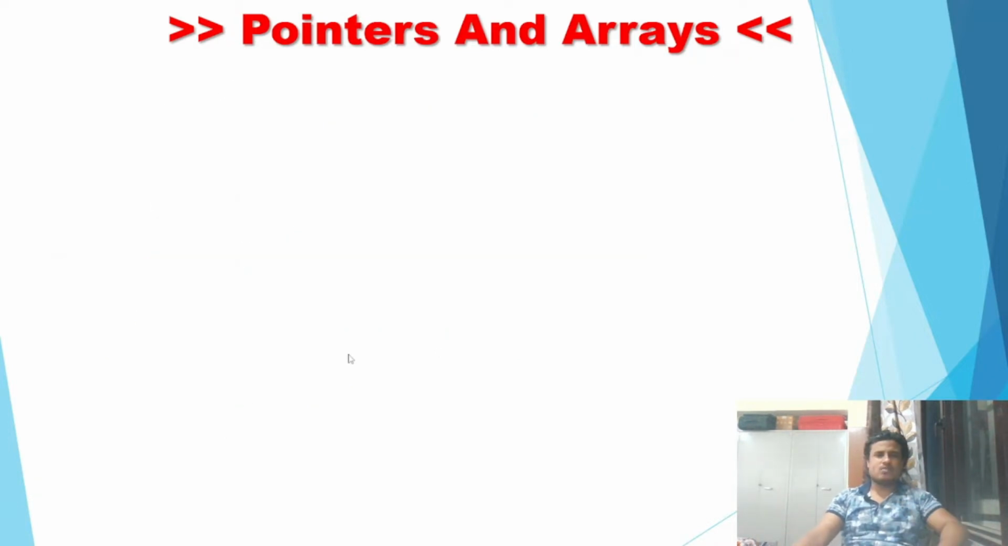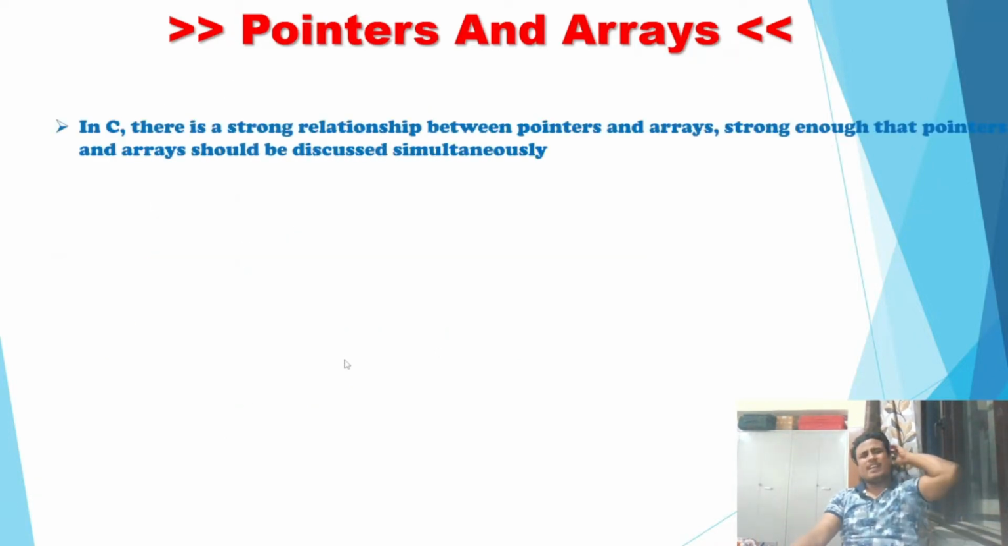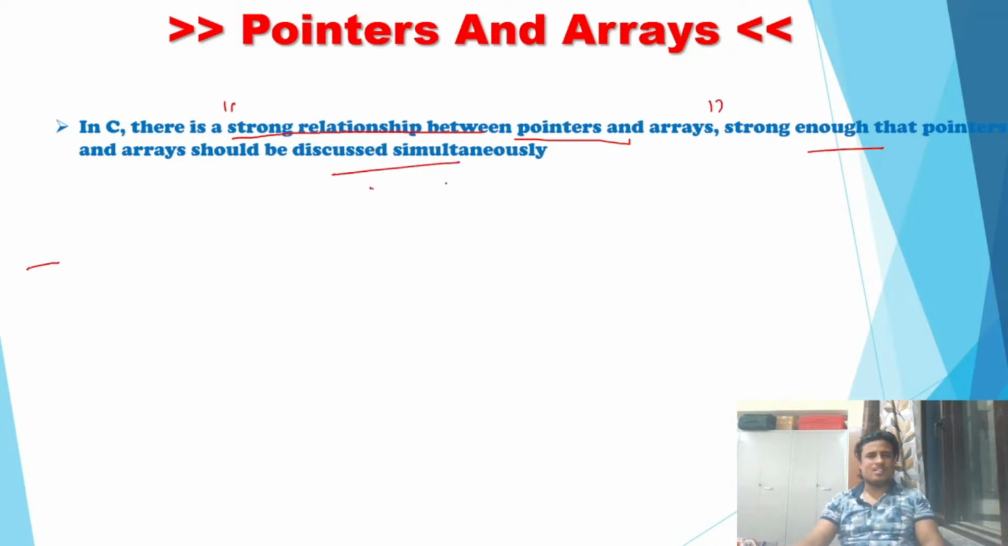Let me show you some points. In C there is a strong relationship between pointers and arrays, strong enough that pointers and arrays could be discussed simultaneously. This point is very important. Arrays and pointers are strongly related. They can be used interchangeably sometimes. So what does this statement actually mean? I will get into that and you will learn from the points also.